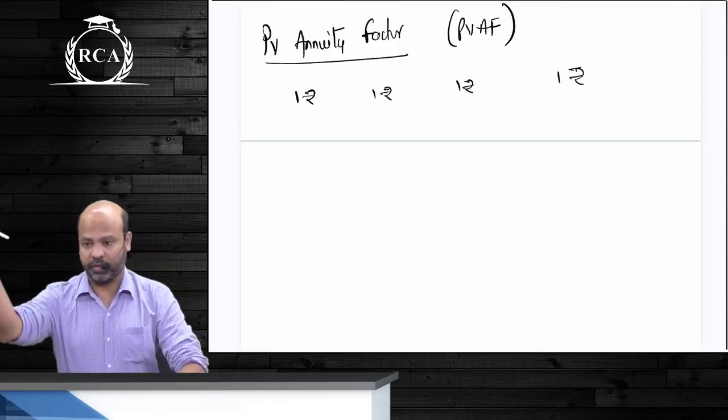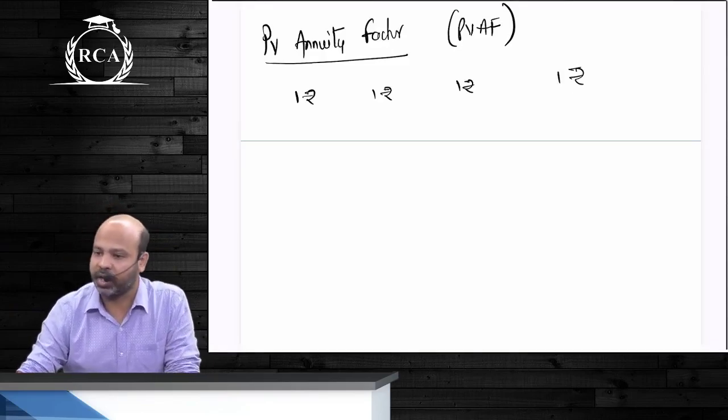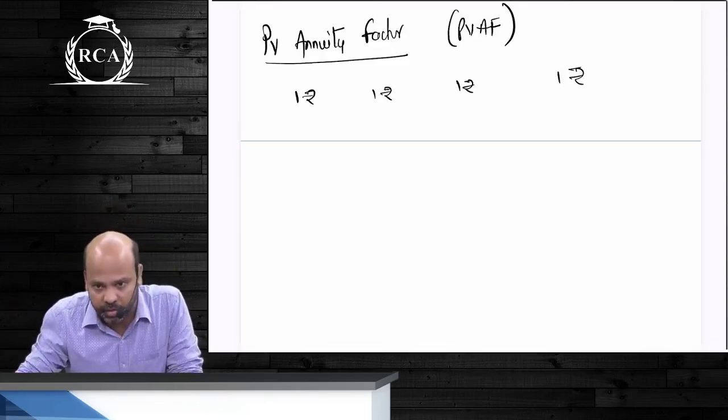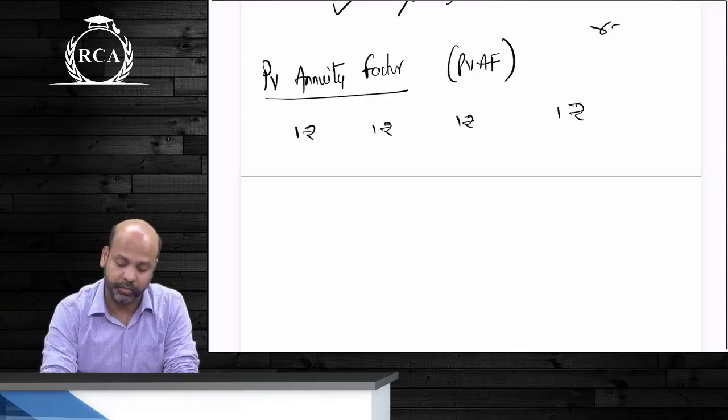Let's say that you're going to receive 1 rupee at the end of first year, 1 rupee at the end of second year, 1 rupee at the end of third year, 1 rupee at the end of fourth year, and the rate of interest is 12% per annum.